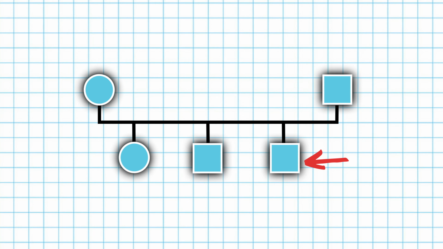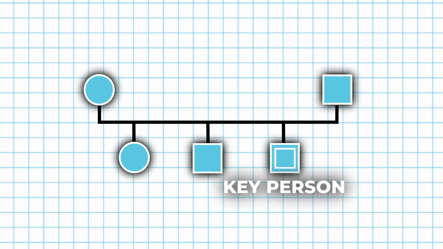And remember that what you need to do when you've got your key index person is to put an arrow, or sometimes it will be a double box, to show that they are the key person in this genogram. So they are the patient or they're the core person of interest.